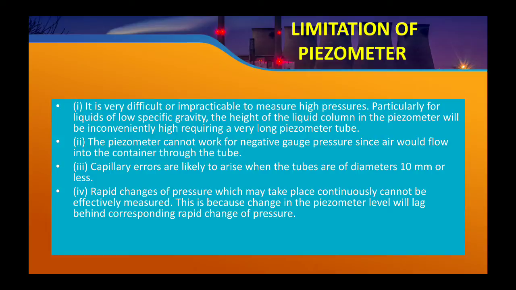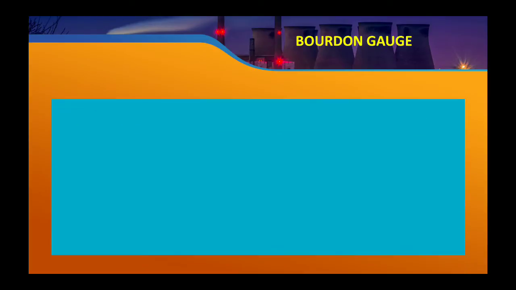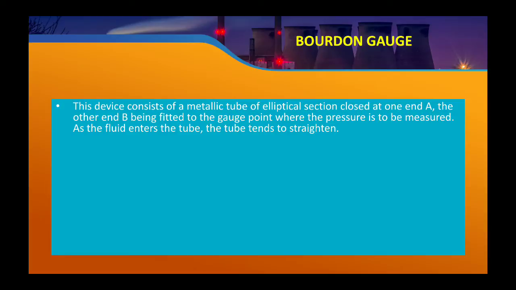Now the next slide is about the Bourdon gauge. So what is a Bourdon gauge? It is another type of pressure measuring instrument. The device consists of a metallic tube of elliptical section closed at one end A, the other end B being fitted to the gauge point where the pressure is to be measured.